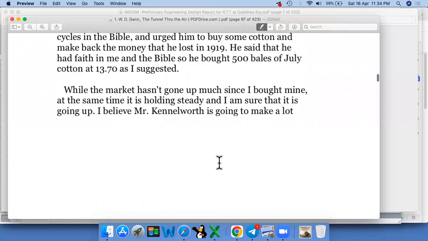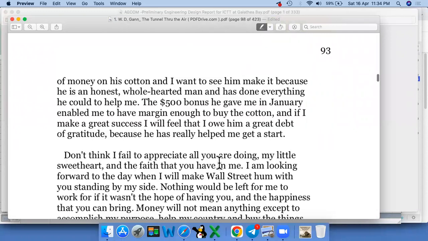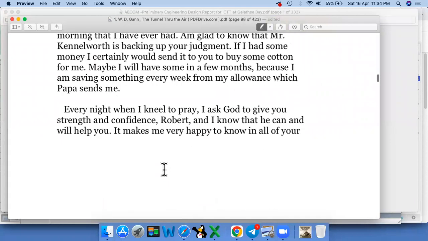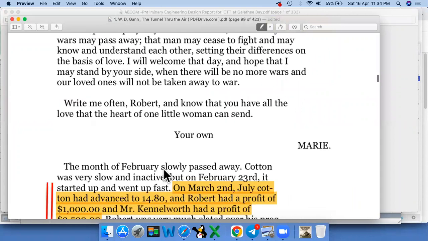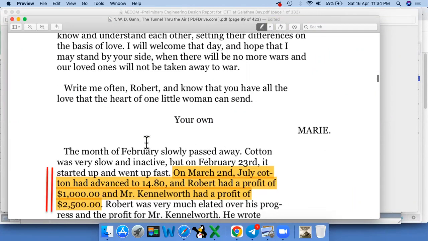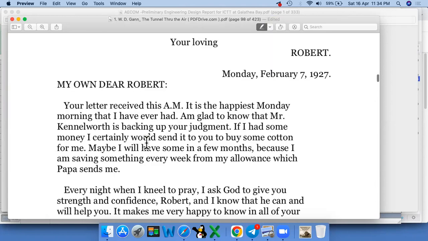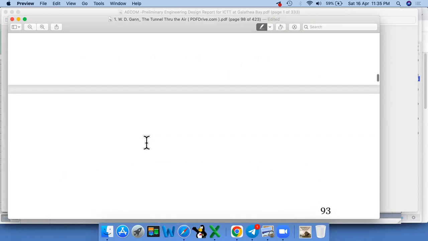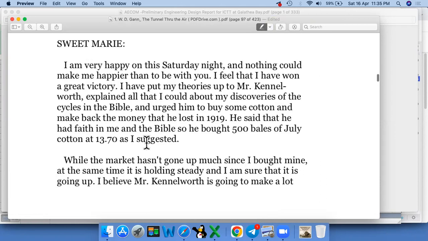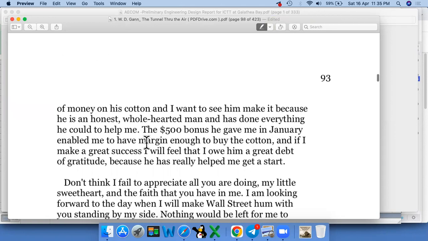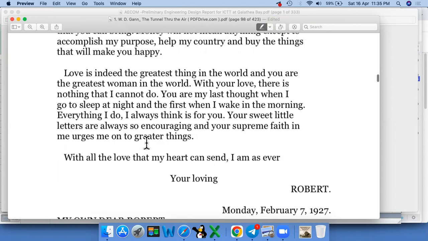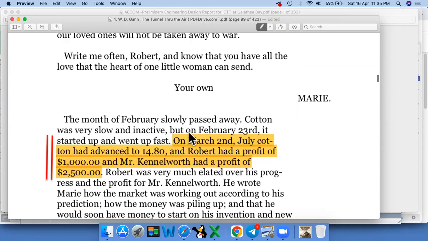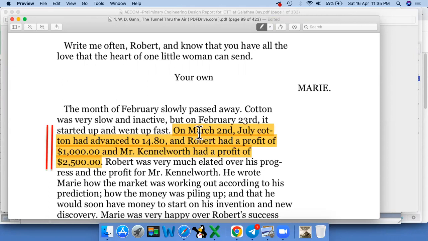So again, he had informed this to Mary, and Mary had also got some amount with her, and she told Robert that she's sharing this amount with him. So she had somewhere around $400 with her, and she had given it to Robert to invest into the market on her behalf. So after that, what happened is on March 2nd, July cotton has advanced to 14.8.